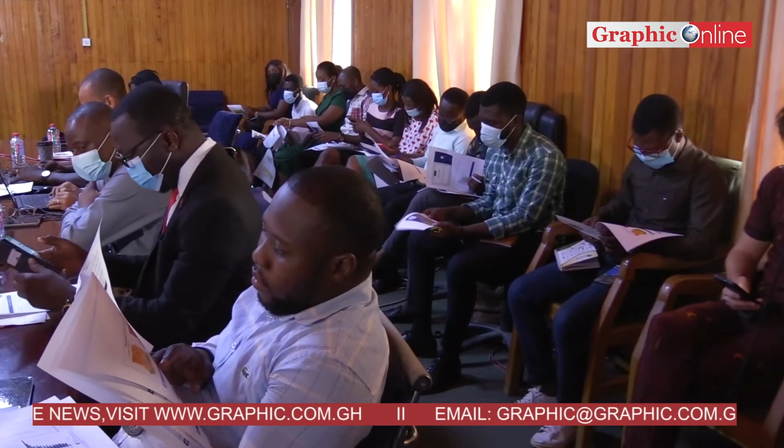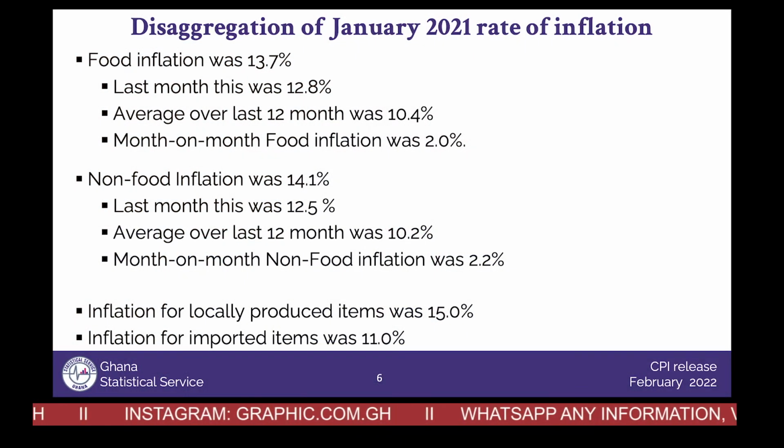We further compare the food inflation and non-food inflation relative to the rolling average, that is for the period February 2021 to January 2022. From a food perspective, we see a differential of 3.3% between the average from February 2021 to January 2022, where the average stood at 13.4, and January at 13.7. From a non-food perspective, we see a 3.9 percentage difference comparing the rolling average from February 2021 to January 2022, that is the 10.2, as against the 14.1 that has been recorded for the month of January 2022.